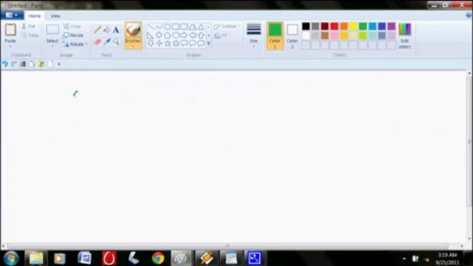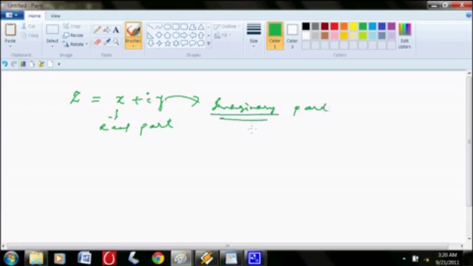Now overall, a complex number is given by a symbol like z is x plus iy. This x is called the real part and the y is called the imaginary part. Imaginary is synonymous to the word complex. So you can say imaginary numbers instead of complex numbers.